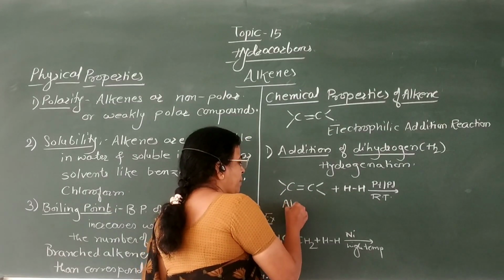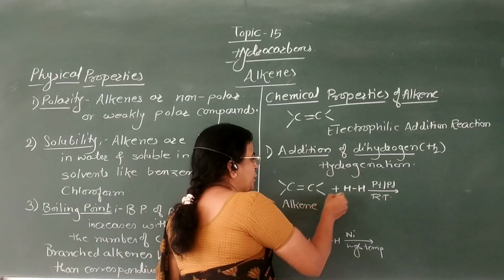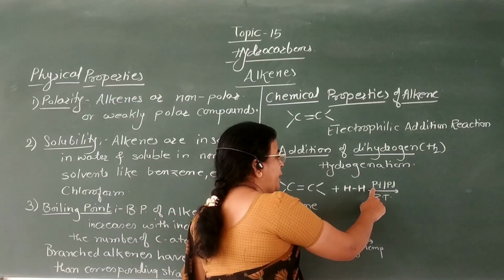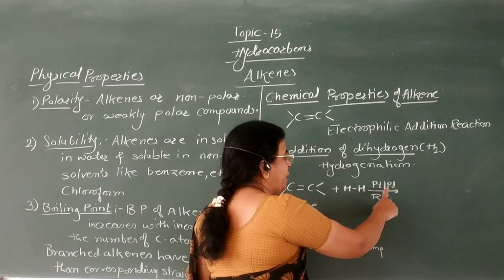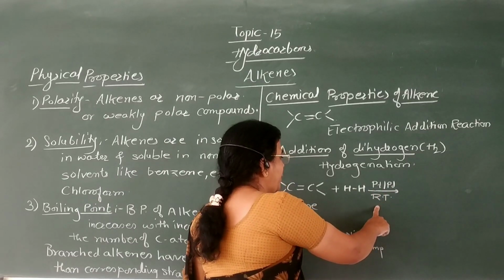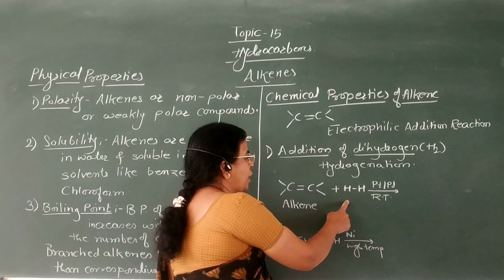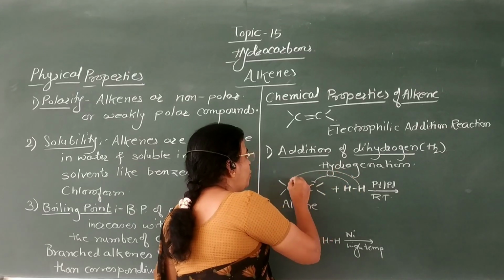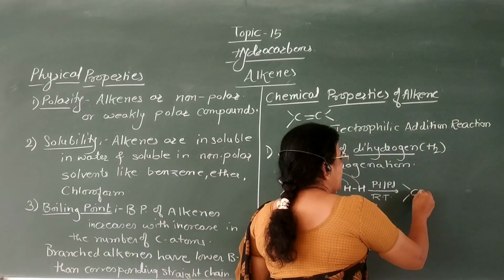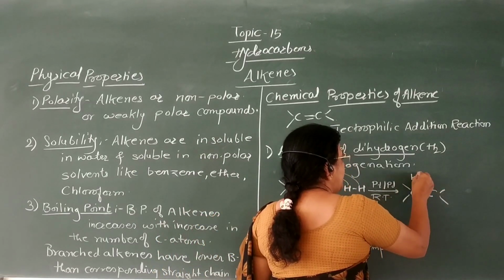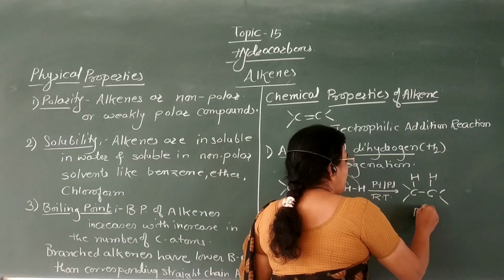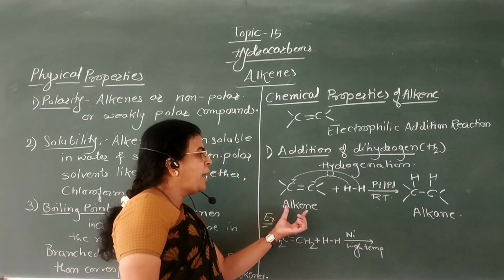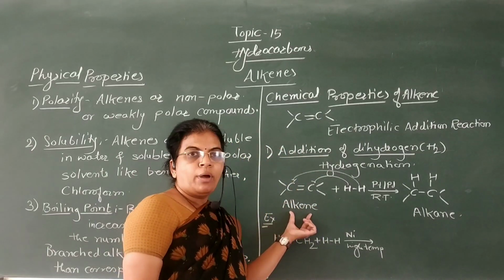When alkene undergoes hydrogenation in presence of dihydrogen and a metallic catalyst like platinum or palladium at room temperature, then addition of this H2 molecule takes place across the double bond of alkene to form the corresponding saturated compound, that is alkane. Formation of alkane takes place. This is simple hydrogenation or reduction of alkenes.